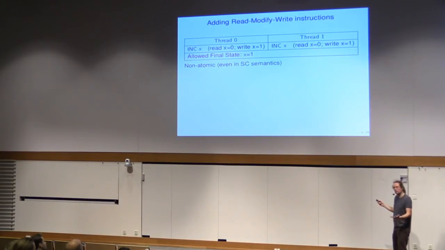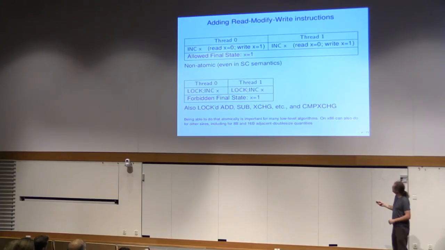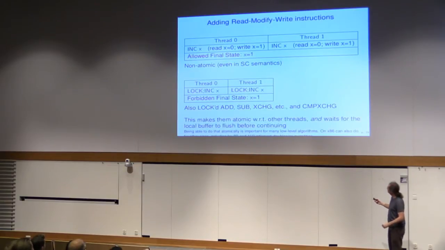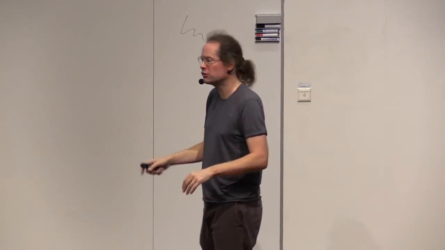Yeah? So if you want to make those atomic in the x86 architecture, you can do so. You can stick on what is in fact a 1-byte prefix in the encoding, confusingly called a lock, because it isn't really a lock from a programmer's point of view. And that has the effect of making this increment atomic and forbidding that final state. There's a bunch of other similar instructions. It also has the effect of waiting for that buffer to flush. The mfence instruction has a similar effect of waiting for the thread's own buffer to flush. No synchronization with any other threads.